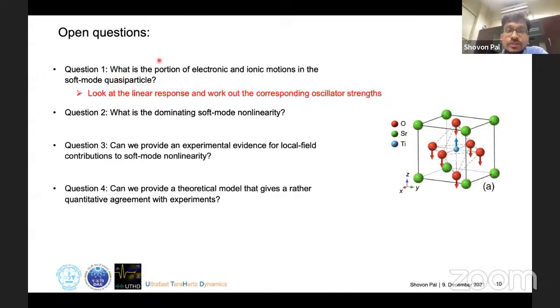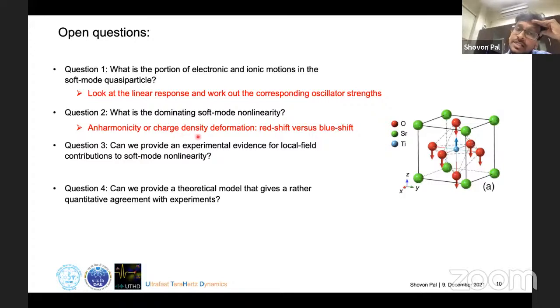We can find an answer to this question by looking at the linear response and working out the oscillator strengths of the corresponding contributions from the electronic and the ionic part. The second question that was left unanswered was which is the dominating soft mode nonlinearity. If you stroll around in the literature, you will find a couple of theories, such as the anharmonic potential, or anharmonicity from the ionic potential, or is it the charge density deformation that comes when you start moving an ion, the electronic cloud associated with it also moves? So is it the charge density deformation that dominates the soft mode nonlinearity?